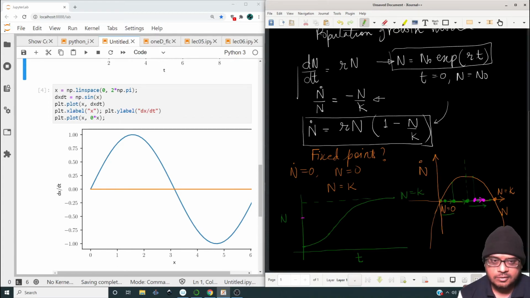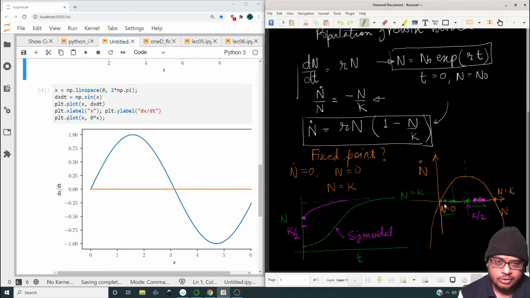So if we start off with a concentration somewhere over here, suppose this point is K by 2, there will be a monotonic function which will go something like this. We won't have this initial increase and then reduction. So this sigmoidal kind of behavior will be true when we are starting with low populations. When we already start with a population greater than K by 2, we will have a monotonic function like this. So K is called the carrying capacity, that is the ultimate population.